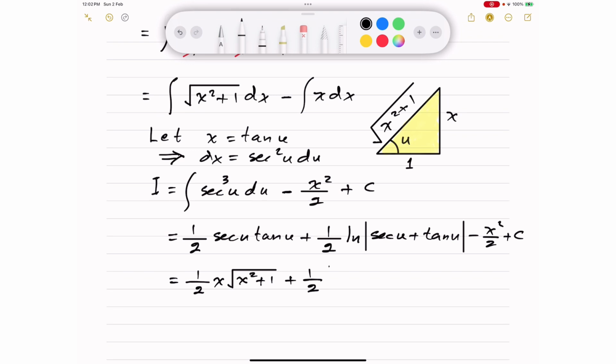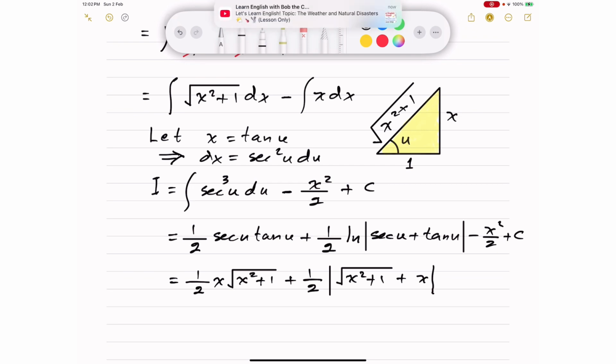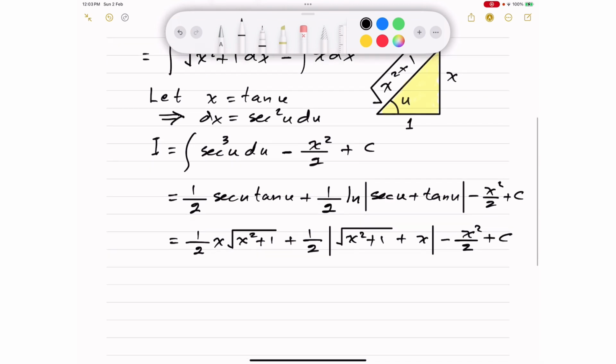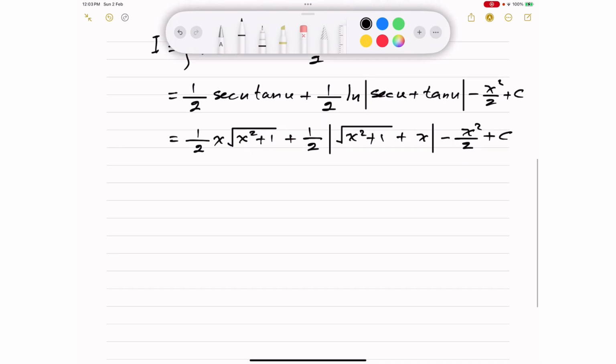Now secant, as we said, is nothing but the square root of x squared plus 1, plus the tangent of u, which is nothing but x, and then we close, and then minus x squared divided by 2 plus c. Now to show how we get this, let me remind you of this famous integral, which is the integral of secant cube of x dx.